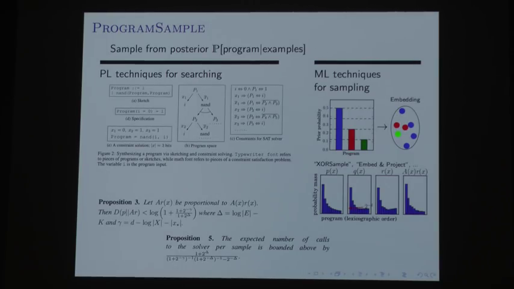But one feature that I want to point out here is that it's not an MCMC algorithm and it's not genetic programming. We're using a constraint solver, a tool that is popular in programming languages, to come up with an algorithm which will provably draw samples from a distribution that closely approximates the posterior. So we're doing a kind of searching combined with sampling.